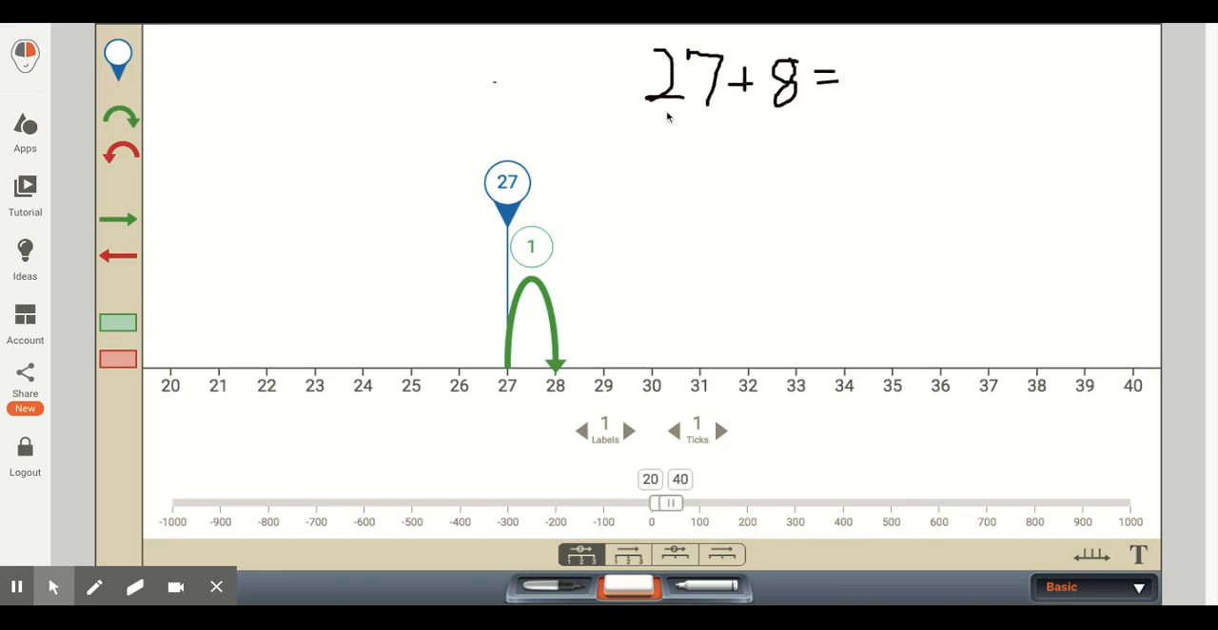So let's look at adding 27 plus 8. So we start with 27. We don't have enough in 8 to add a 10, so we have to add single ones.